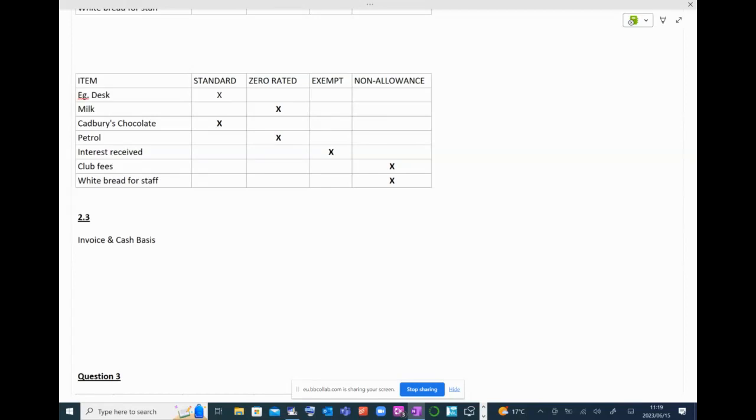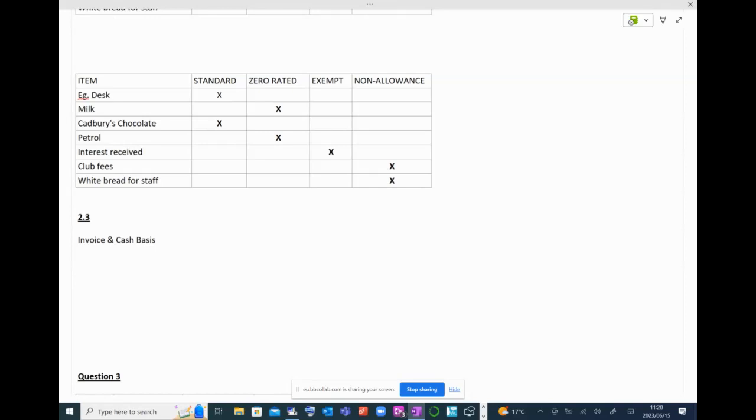Interest, whether it's interest received or interest charged, is exempt. You never get VAT on interest. Never. Club fees are non-allowable. Wherever you see something for staff, staff lunches, sugar for staff, microwave, kettle for staff, you know it's not allowed. So this you should know.